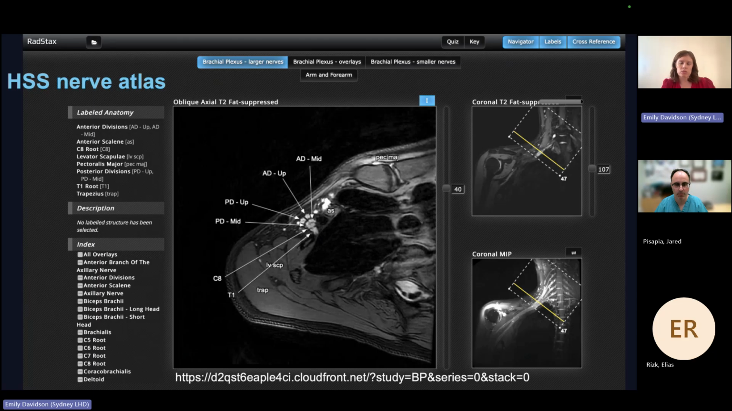Now, this is a freely accessed resource. It's on the HSS website. You can just type in HSS Nerve Atlas and it will take you there. This is the link. And it's a scrollable resource where you can put on the labels or take away the labels, and it gives you, particularly if you're using MR neurography in your practice and you want to follow along with what the radiologist is talking about, this can be a helpful tool, as well as for those that are learning their anatomy.